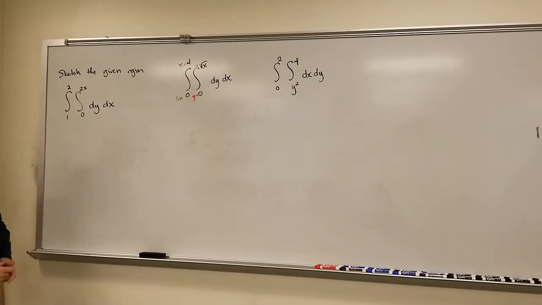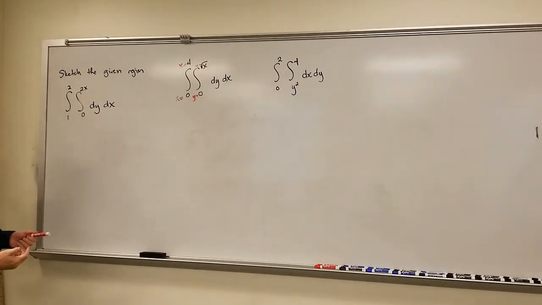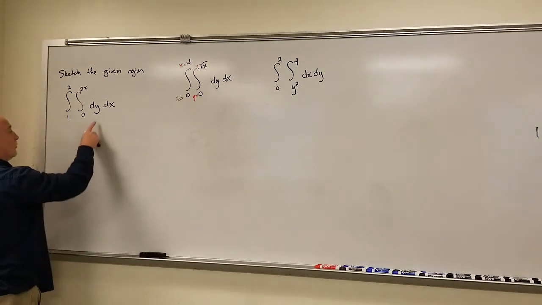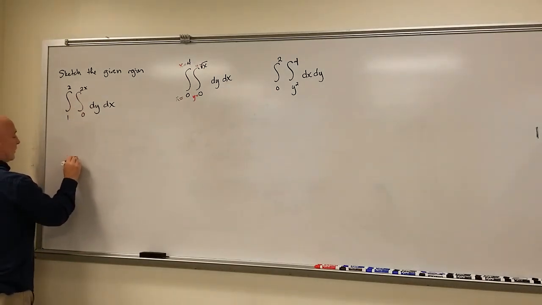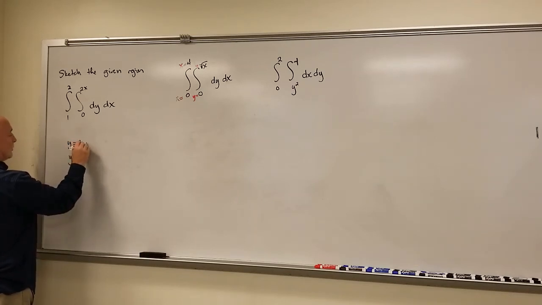All right, so if we're told to sketch this region, let's see if we can do this. So remember, the first ones are the bounds for y. So this basically says our graph's going to go from y equals 0 to y is equal to 2x.